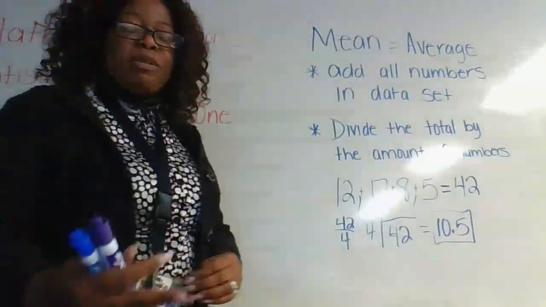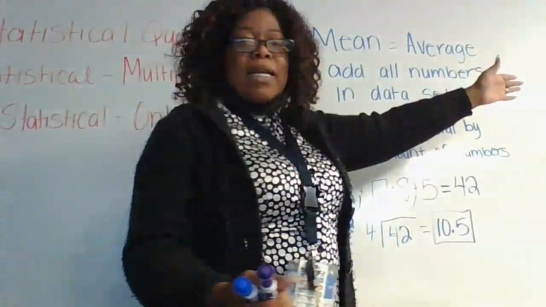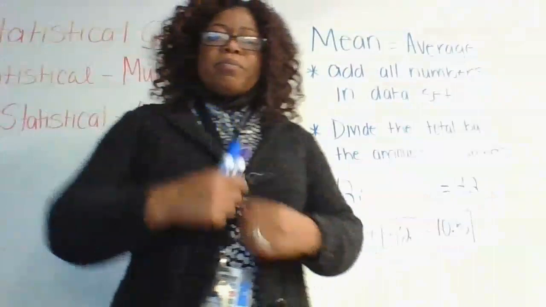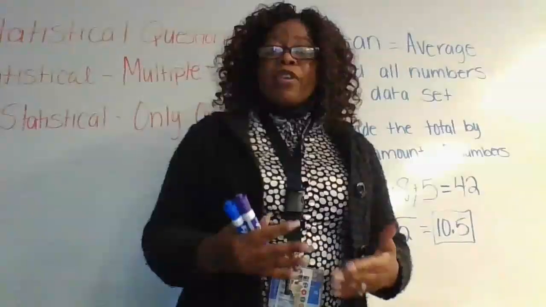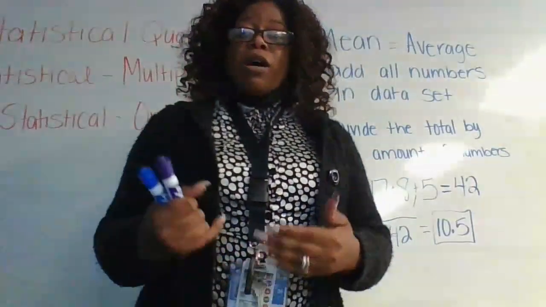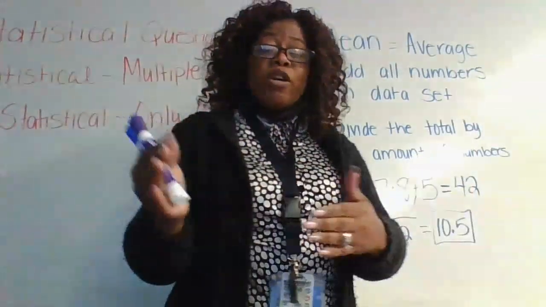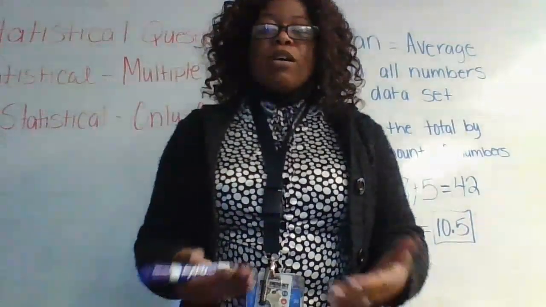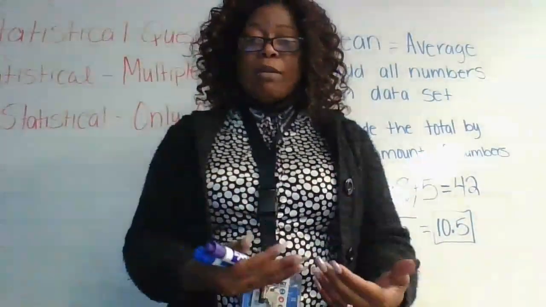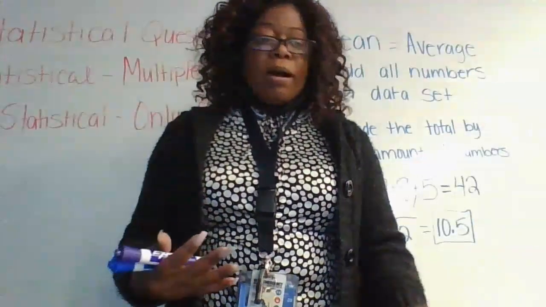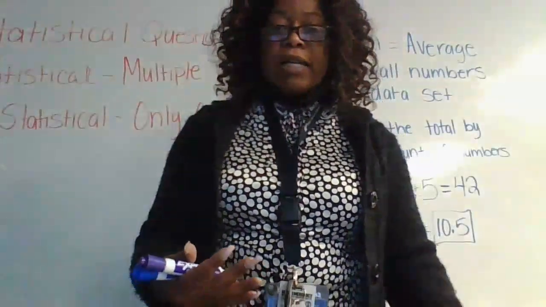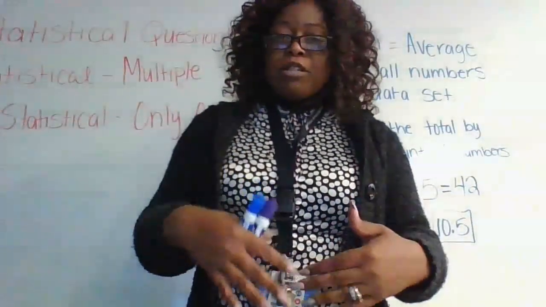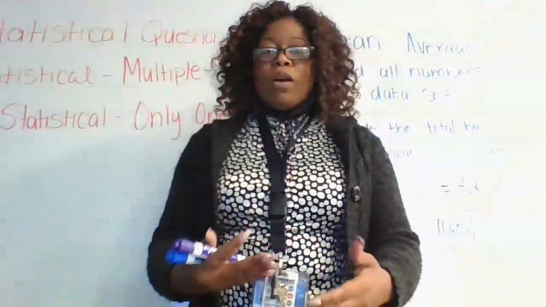And then I want you to be familiar with the median. The median tells us the middle or the center. How do we get the median? The first thing we do is put our data set in order, or order it from least to greatest. If it is an odd number of numbers, we simply find the middle number. If it is an even amount of numbers, we find the two numbers in the middle, add them together, and divide by 2. That's what gives you your median.